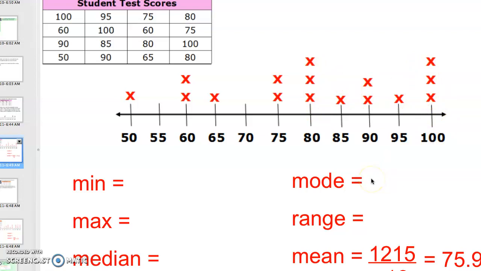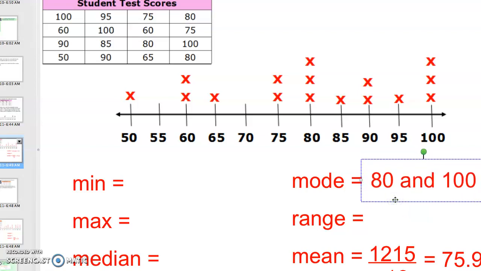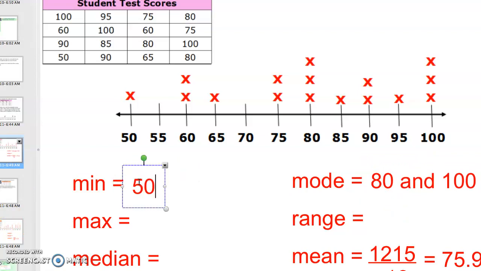I'm just going to fill that in while I'm doing this. My mode, and your mode can be more than one number, and in this case it is. It's 80 and 100. So most students scored either an 80 or 100 on this. My minimum we said was 50. My maximum was 100.